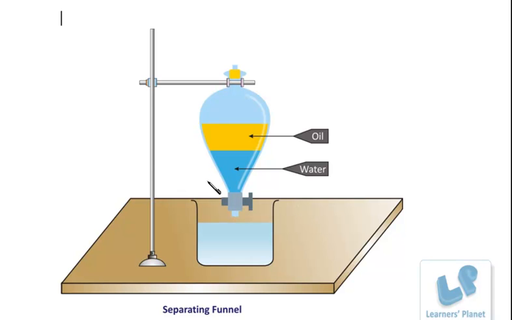This is a separating funnel. In this case, oil and water too form different layers. Oil being lighter forms the upper layer, and water being heavier forms the lower layer. Water can be collected from this separating funnel. Likewise, if it's a solution of carbon tetrachloride in water, water will form the upper layer and carbon tetrachloride will form the lower layer. For separating two immiscible liquids, what is used is a separating funnel. Understood this? Let's take up another method of separation.